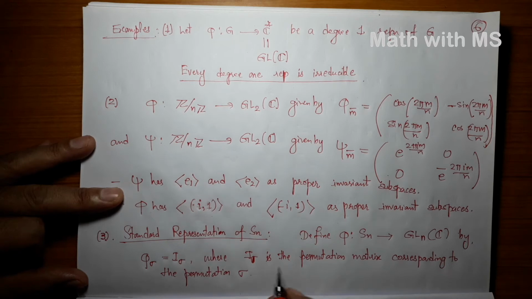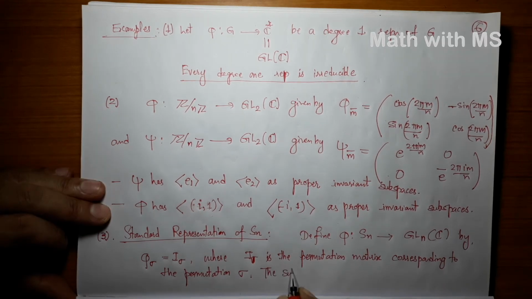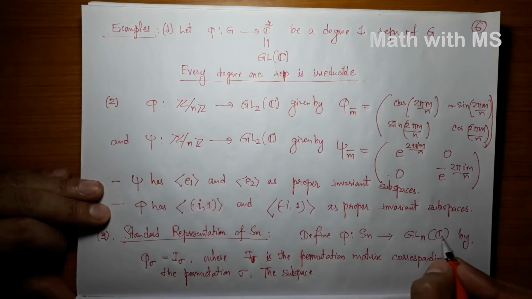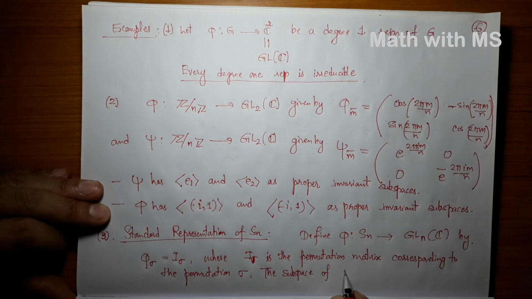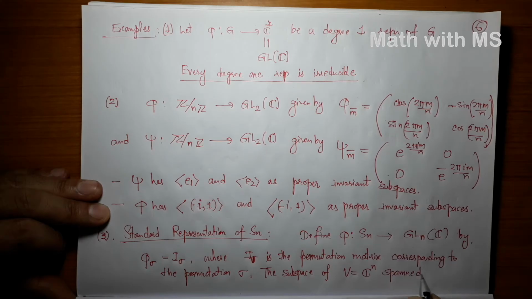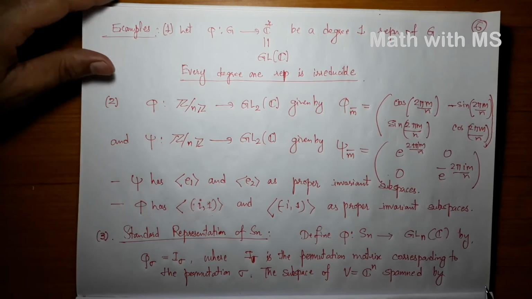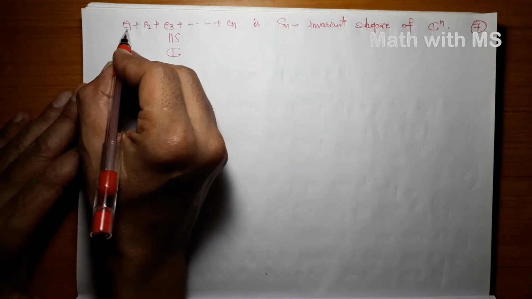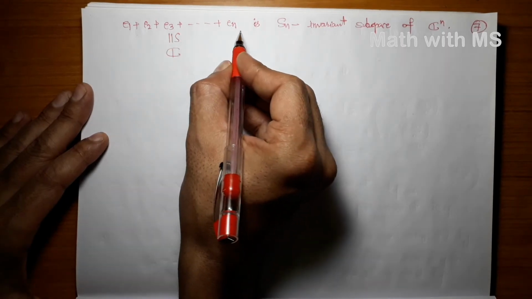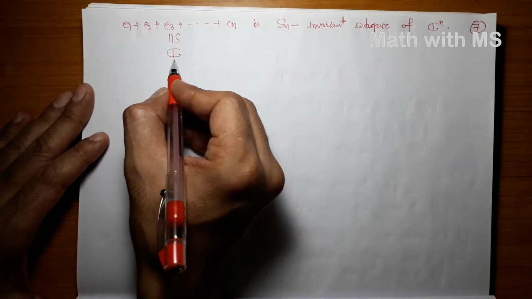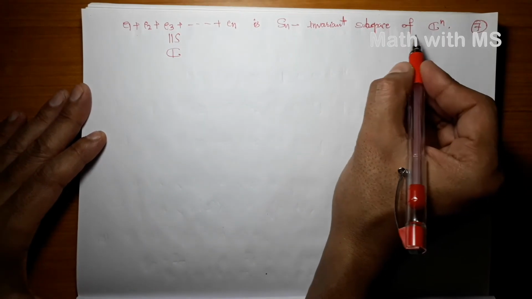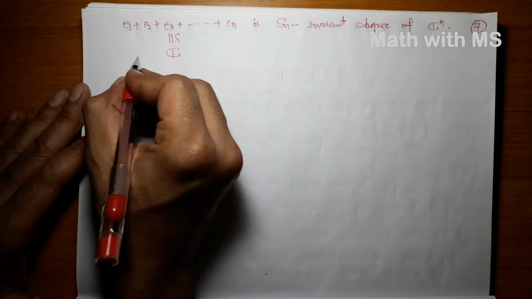Permutation sigma. Okay, so the subspace. Here, what is the vector space? It is Cn, right? The subspace of Cn spanned by the vector E1 plus E2 plus E3 plus so on plus En, which is of course one dimensional, isomorphic to C, is an Sn invariant subspace of Cn.